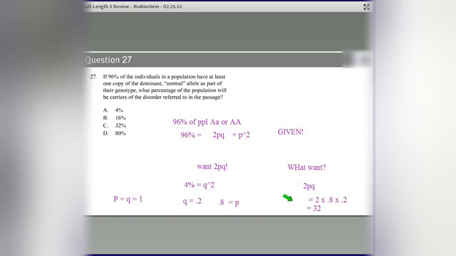Take home point here: please make sure that you understand what variables you've been given in the question stem, take that English and translate it to math. And then please make sure that you understand what variables the question is asking you for, so you can make sure that you're searching for the correct thing. Okay? Let's do another one.